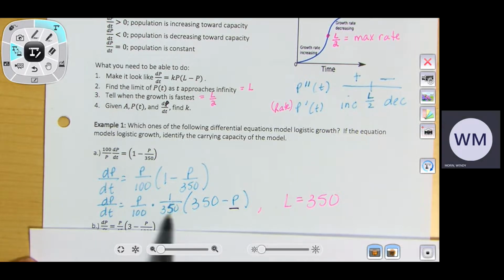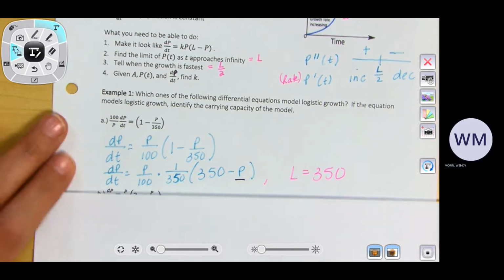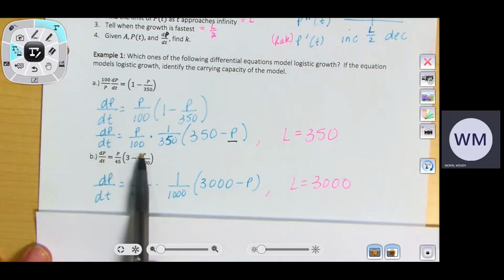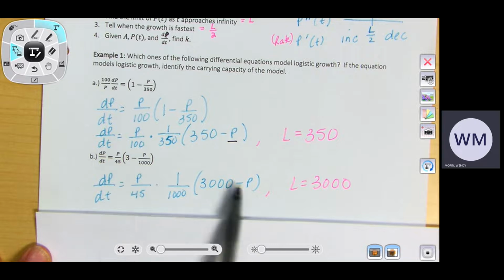And I know that this right here is k times P, which again, we don't really need to know because they're just asking us to identify the carrying capacity. Okay. Part B, same thing. I'm pulling out the 1 over 1,000 to get the P by itself.